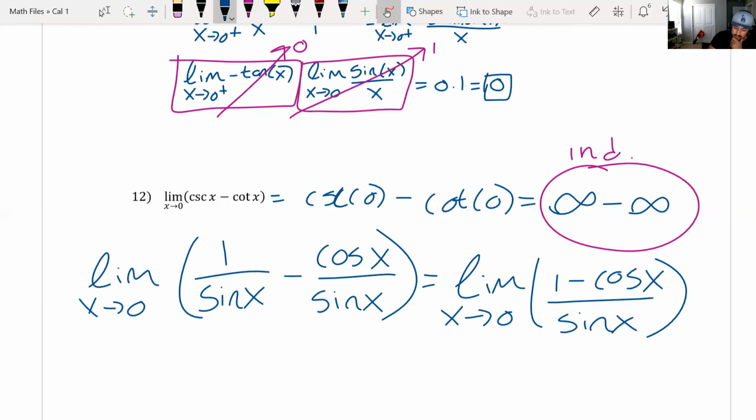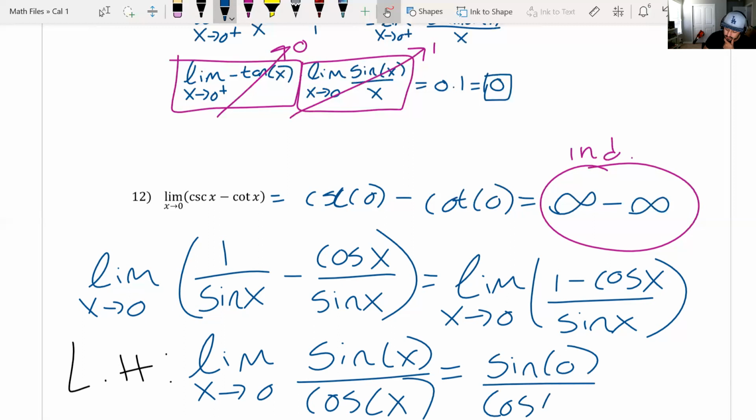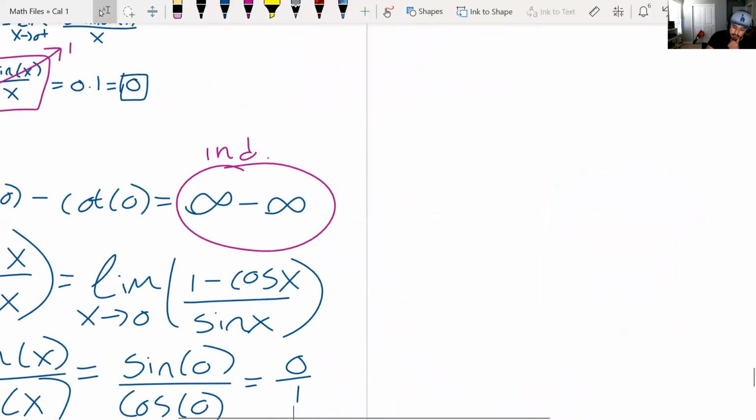And now we L'Hopital's it. And you get the limit as x approaches 0 of the numerator, which is going to be sine x over cosine x. Plug in 0. The sine of 0 over the cosine of 0 gives us 0 over 1, which is just 0. Yay!